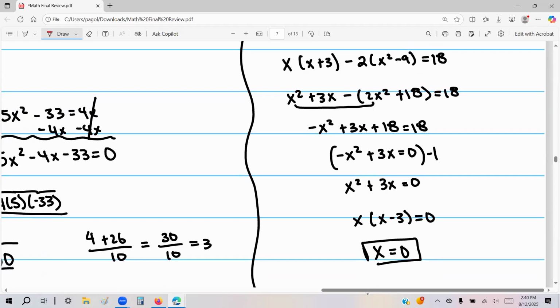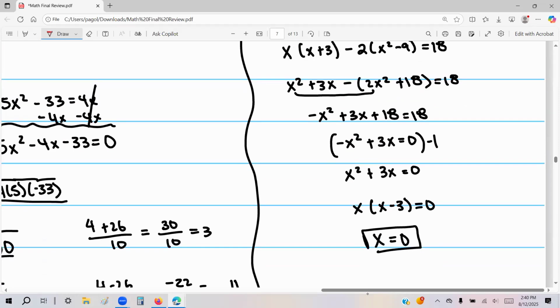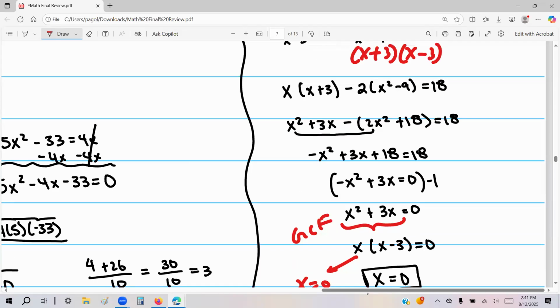Once you get rid of the denominator, you get a quadratic with 2 terms, so you factor out the GCF, and you have two solutions. One is x equals 0, and the other one is x equals 3. In multiple choice, you'll have both of them, x equals 0 and x equals 3. But x equals 3 cannot be a solution because of the LCD. The LCD is not 0, right?